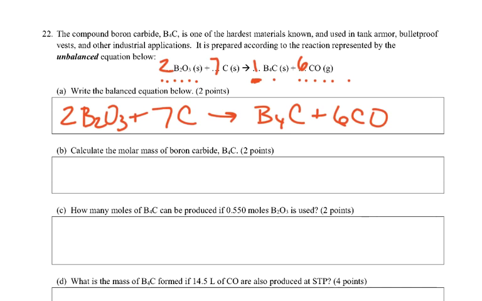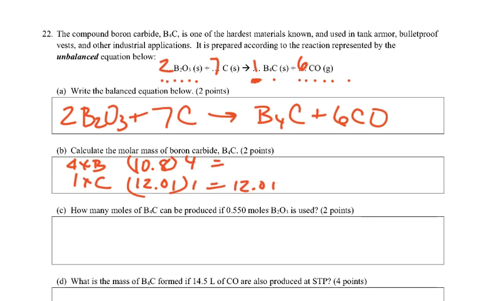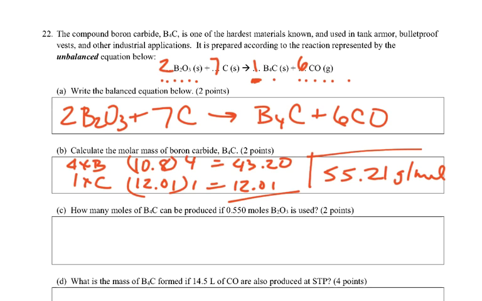Calculate the molar mass of boron carbide. Okay, so I have 4 times B and 1 times C, and I know carbon is 12.01 times 1, equals 12.01. Boron, looking it up, is 10.8, so 10.8 times 4 is going to be 43.2. Adding those up, I'm going to have 55.21 grams per mole, if I did that right.